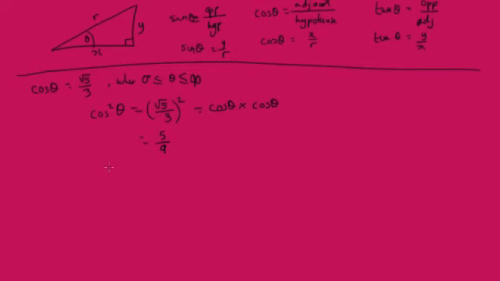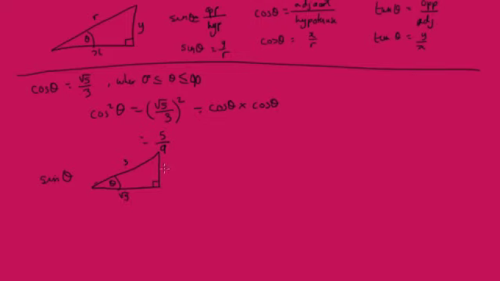Now we want to find sine theta. So let's think about our triangle. It's a terrible triangle. So we've got our hypotenuse, and here's theta. Now, the cosine of theta was root 5 over 3, and we have the cosine as the adjacent over the hypotenuse. So the adjacent must be root 5, and the hypotenuse must be 3.